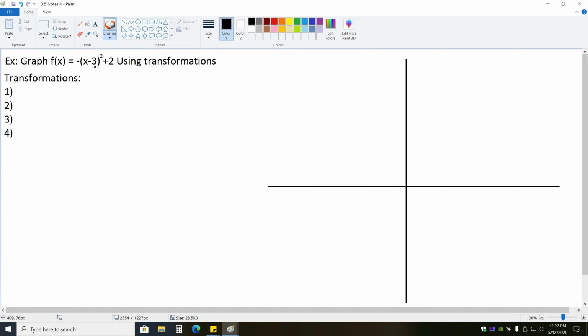The first thing we should always do is make note of what the parent function is. So in our list of transformations, the parent function should always come first, and the parent function in this case is x squared. We are dealing with a parabola in this problem because of that square.